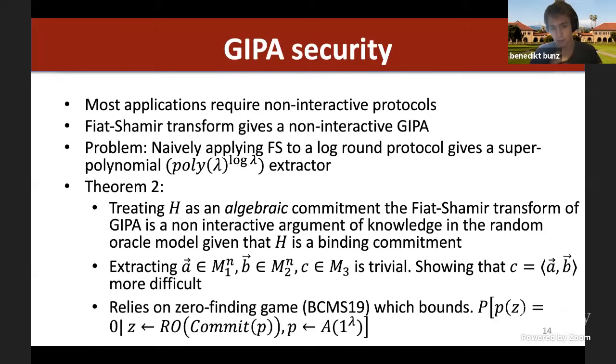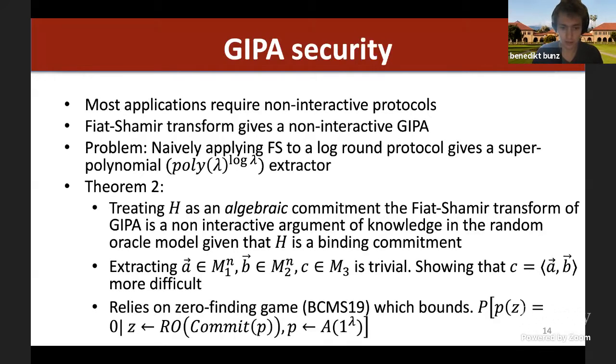And in the proof, extracting A, B, and C is trivial, because we're in this algebraic commitment model. This is immediately given to us by this idealized model. But then the difficulty comes in showing that C is in fact the inner product between A and B.